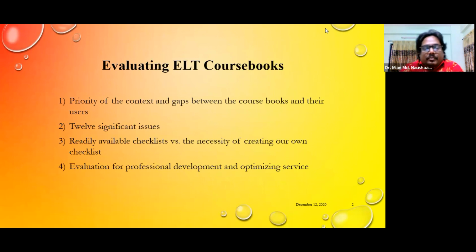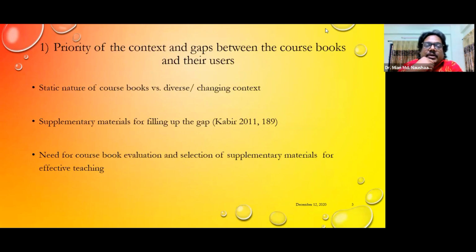So I am basically going to talk about these four broader areas, but I will spend most of the time on item number two, the 12 significant issues while evaluating course books. After that, we will very quickly touch upon number three and number four. What I mean by the first slide is the priority of context and gaps between the course and course books and their users.